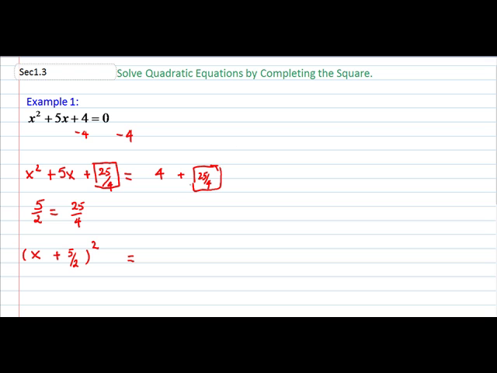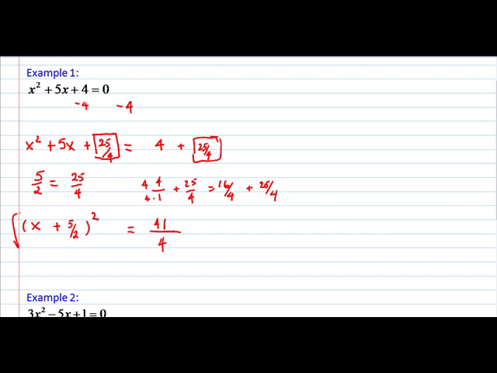Over here you have to add the two numbers. You have 4 plus 25/4. So my LCD is 4. So I times 4 here, times 4 there. So I have 16 over 4 plus 25 over 4. So I have, let's see, it's 41 over 4.